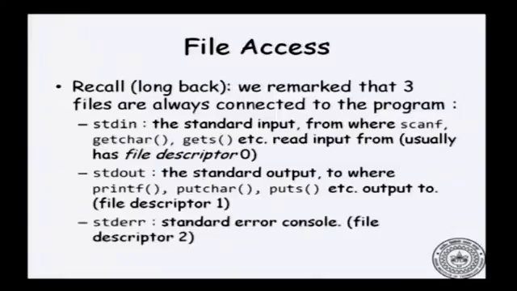We also have a third file, which is known as standard error. This is the standard error console, and it has file descriptor 2. Usually, you can print error messages to stderr. We haven't seen how to print error messages to stderr so far. We will see that in this video.